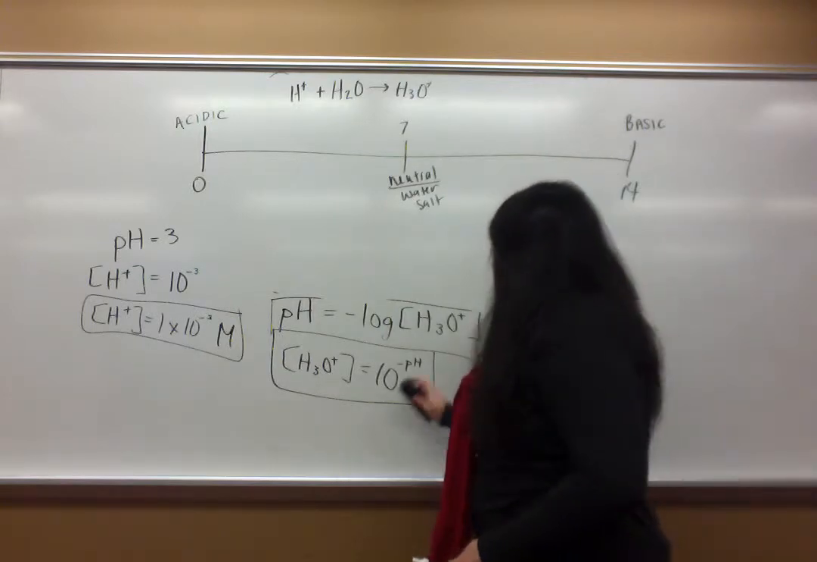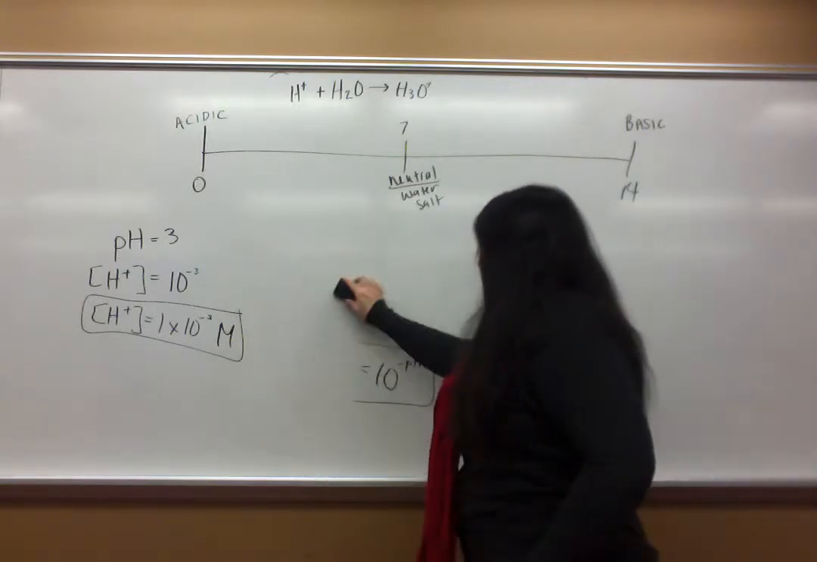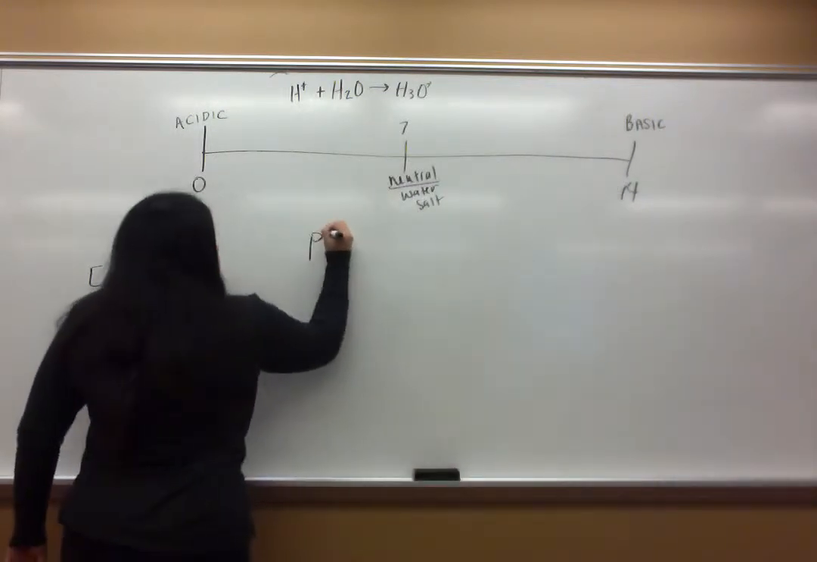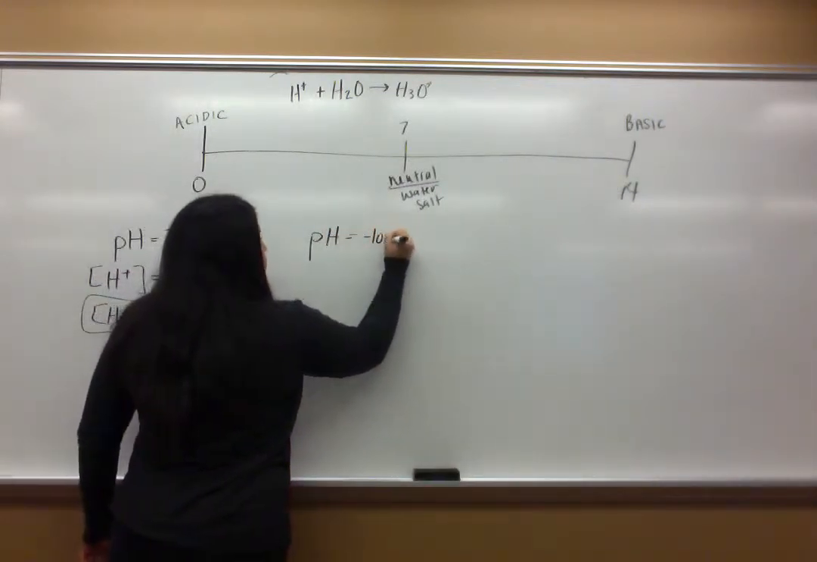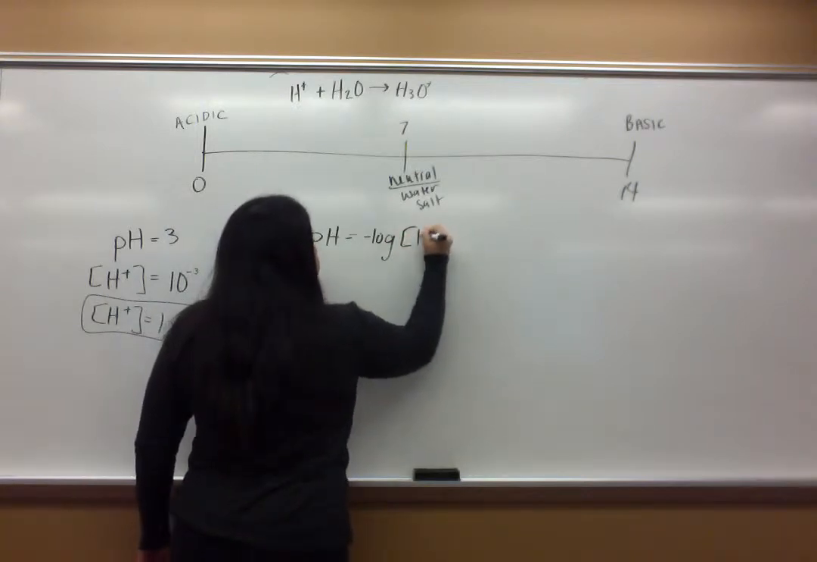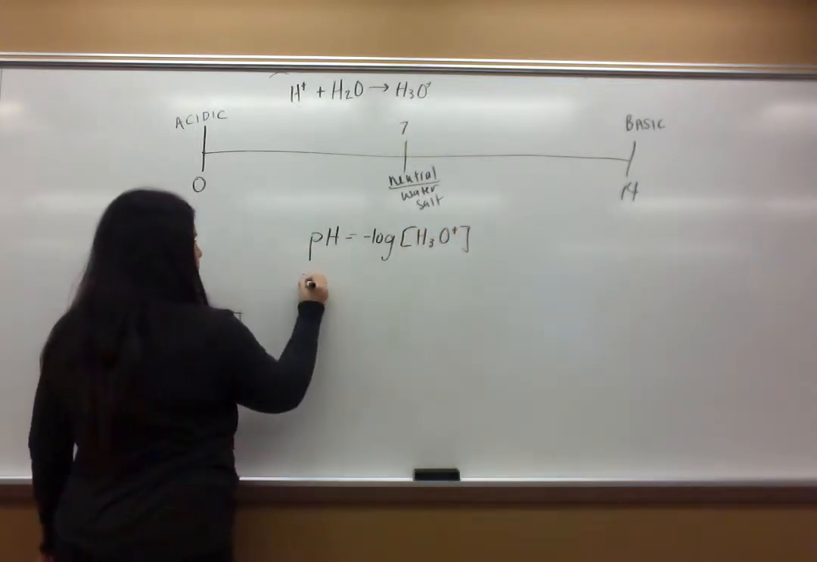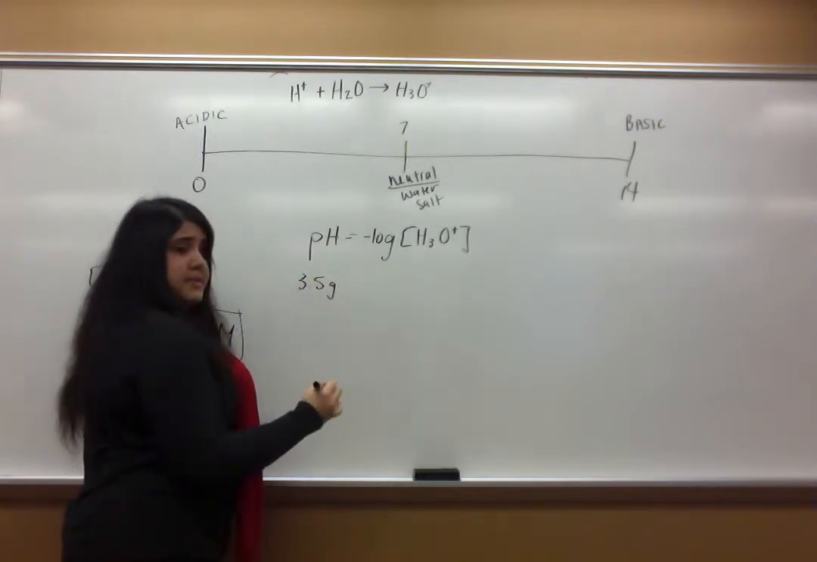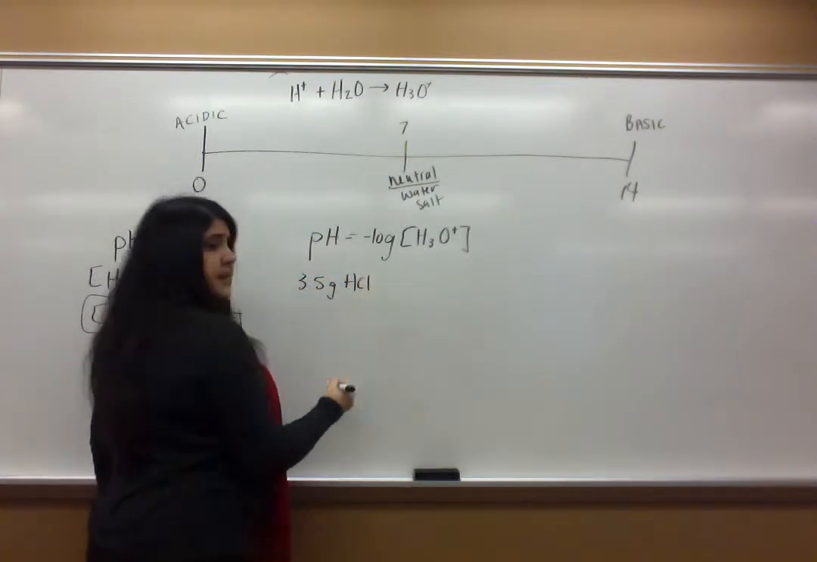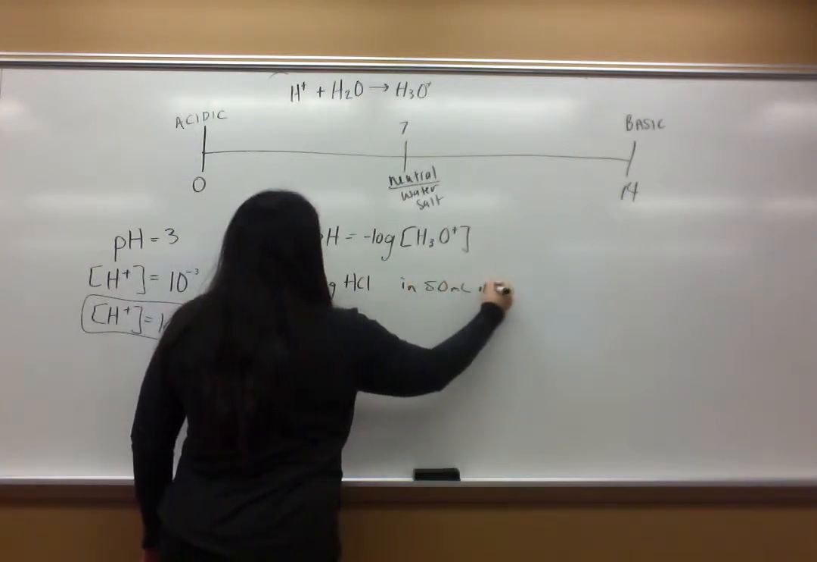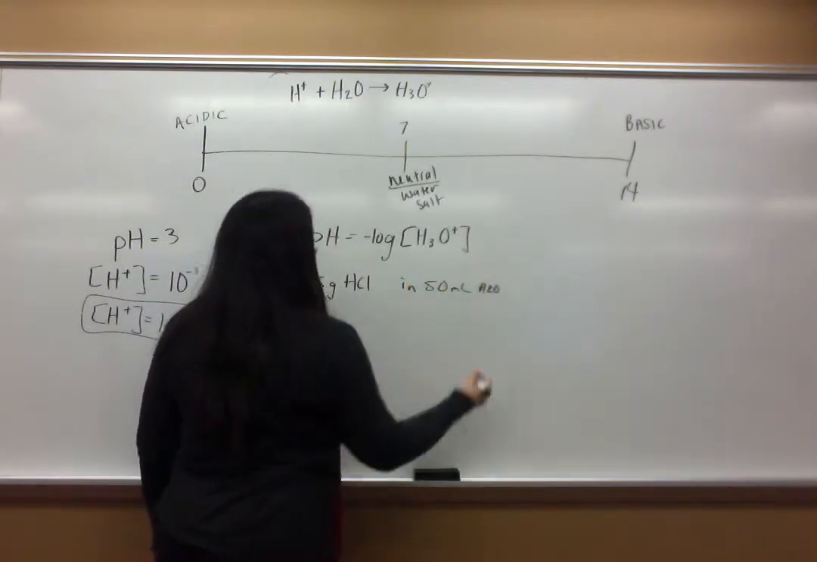So now we should remember, I'm going to erase this for a second and we're going to write it down somewhere else. pH, I should remember, pH is equal to negative log of the concentration of H3O+. The problem says that I have 3.5 grams of HCl, and I put it in 50 milliliters of water, H2O.